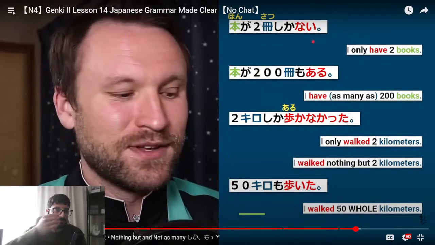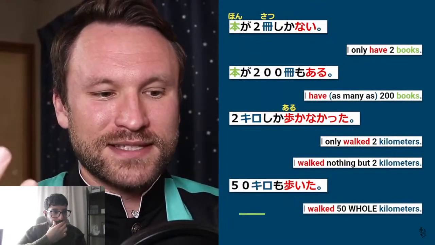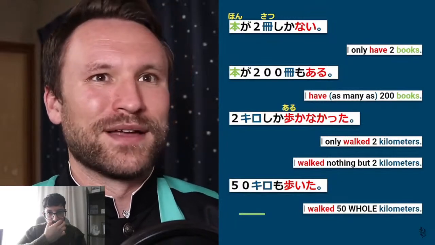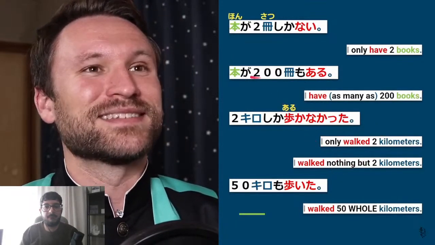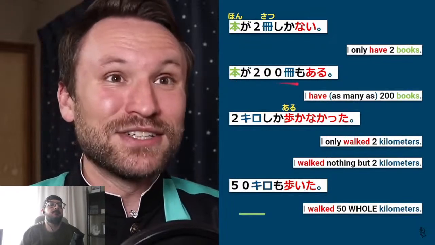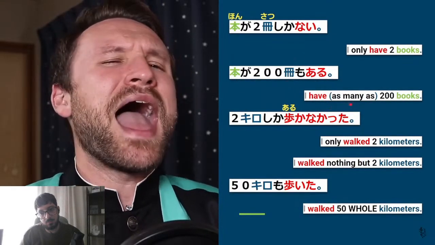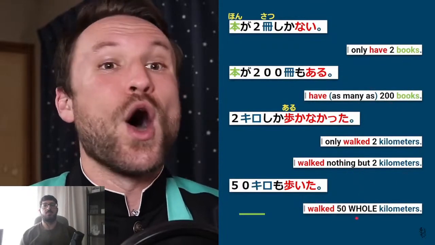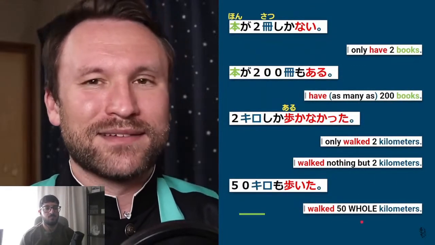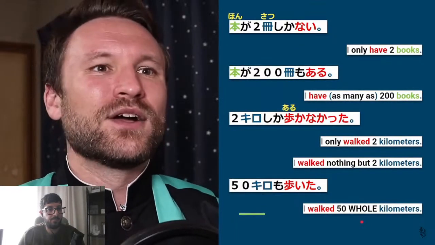Nothing but. If I had spoken out loud when I was making this lesson, I would have changed this section from only to nothing but. Nothing but is a way better translation of this. Oh, I have it right down here. Okay, 本が200冊もある. With も, it means I have as many as 200 books, or something I like to use is a whole 200 books. That sort of gives the feeling of it in English, right?